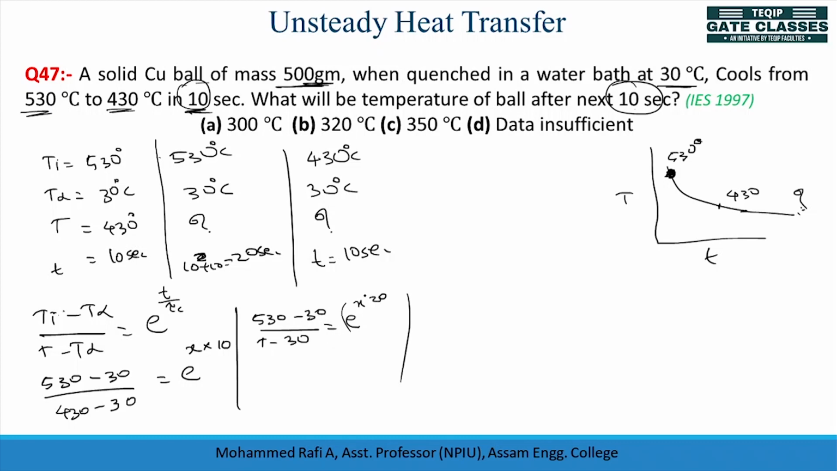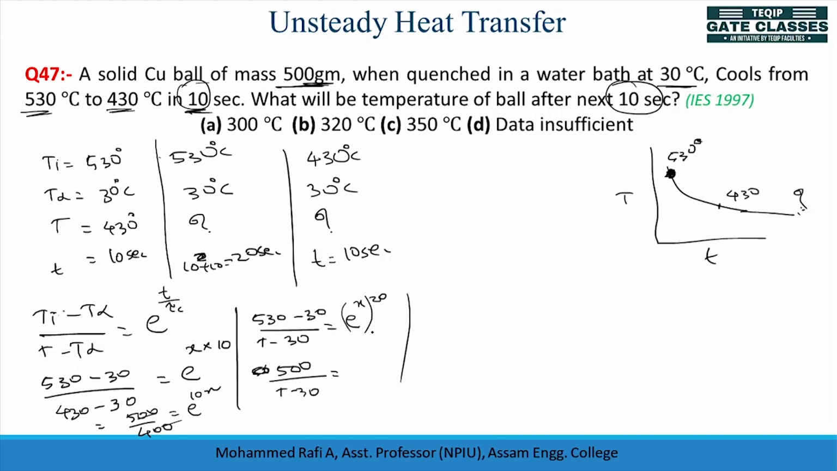So if you know e to the power x, then the rest of the things are the same, right? So 530 minus 30 is 500, divided by t minus 30 equals, what is this value? It is 500 divided by 400 equals e to the power 10x, or I can say 5 by 4. e to the power 10x will be 5 by 4.